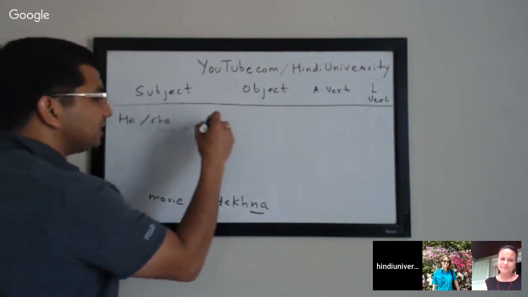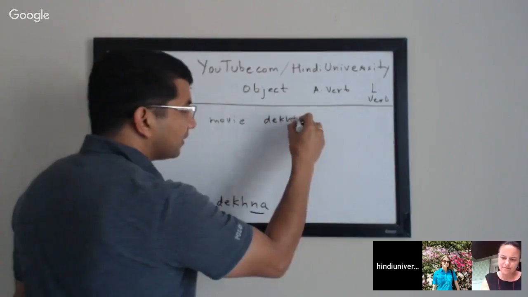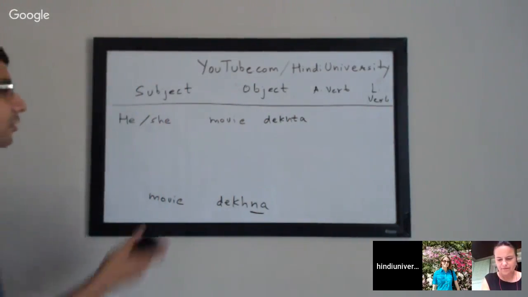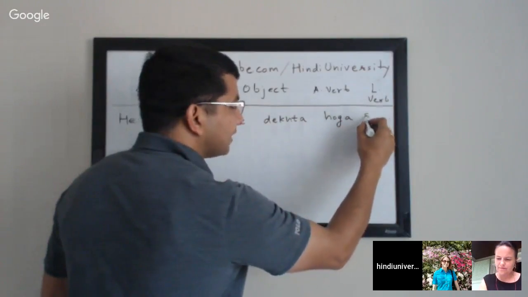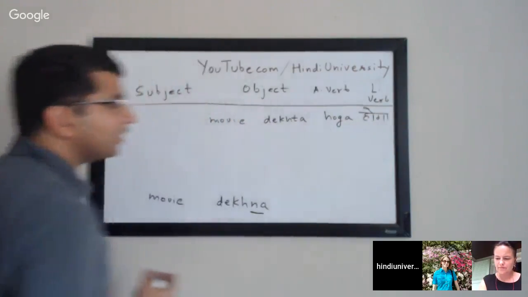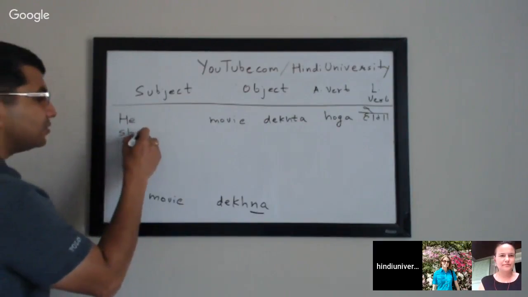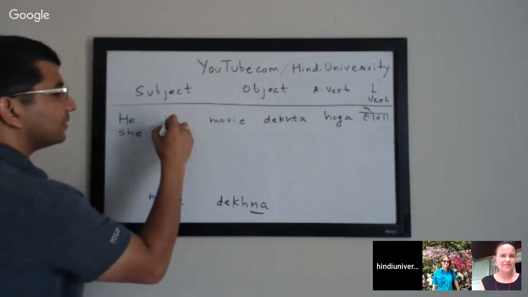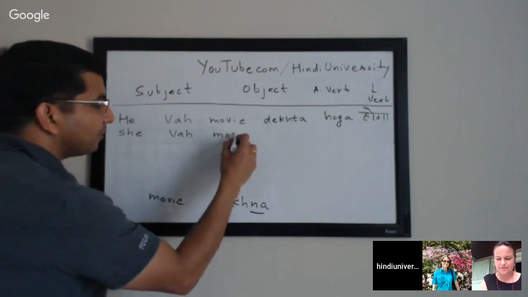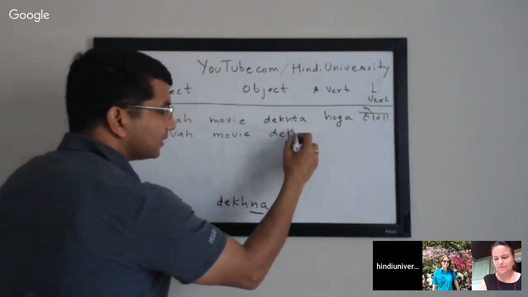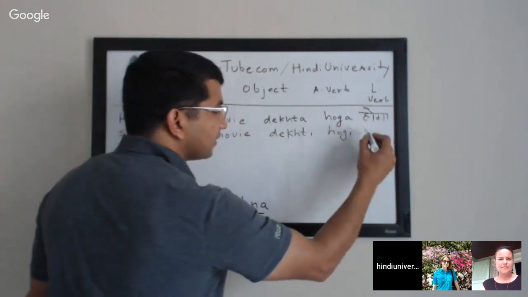Okay, so if it is about he and she, you'll be saying vah movie. And then, as I said, you remove na and you put dekhta. Okay, so let's just split it down. For he, it would be vah movie dekhta, and you'll be saying hoga for your linking verb. And as I said, it will be her with o, and then girl with a. Vah movie dekhta hoga. Okay. Now, same thing for a female or feminine singular, it'll be she. In this case, vah. For she, it'll be vah movie dekhti, and then your linking verb would be hogi.